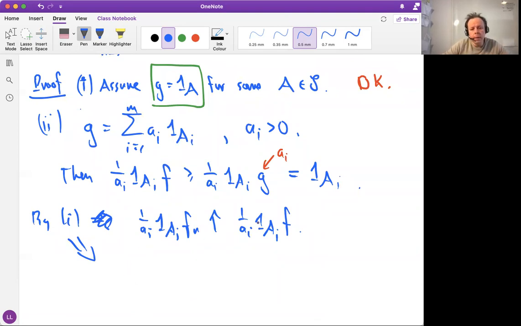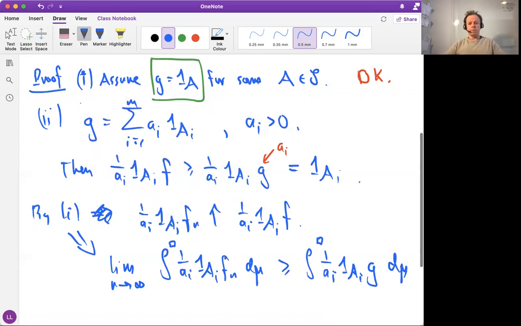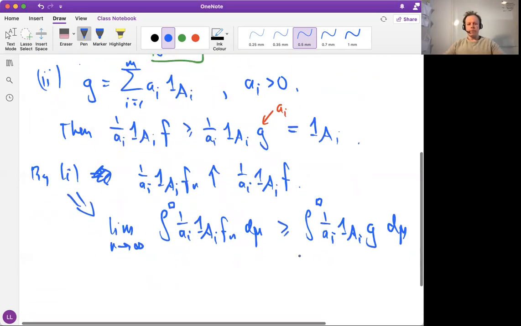We apply things to these functions, and we conclude that the limit as n goes to infinity of the simple integrals of this case is bigger than the integral of this thing here, which was found to be just the indicator of Ai. So here we have, well, we can plug in G d mu, and these are now still simple integrals. So you see, it's a bit complicated, but bear with me, we're soon there. So what now? This is true for every i. So we sum over i from 1 to m.